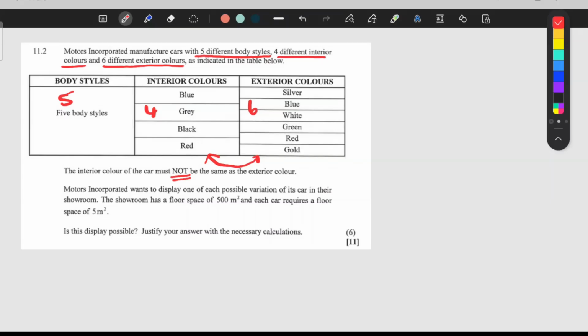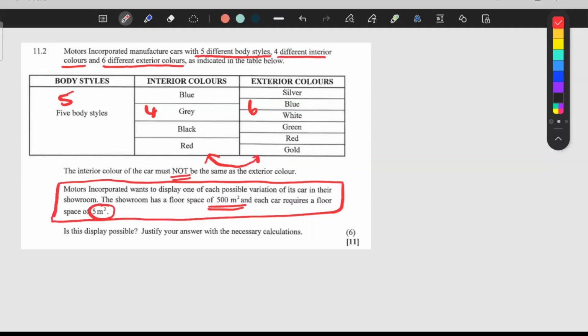Motors Incorporated wants to display one of each possible variation of its car in their showroom. The showroom has a floor space of 500 square meters, and each car requires a space of 5 square meters. And now they're asking, is this display possible? Justify your answer with the necessary calculations.